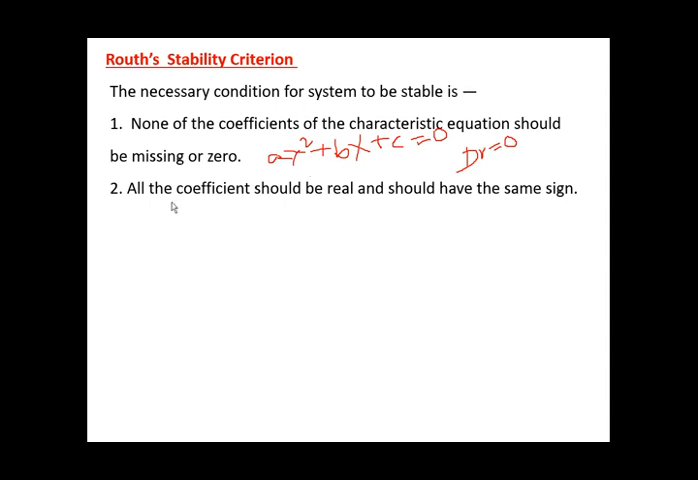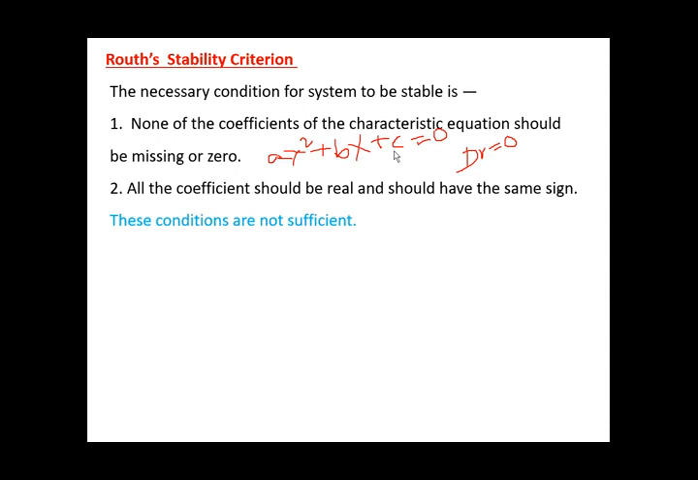So next is, all the coefficients should be real and should have the same sign. If they are positive, it means all the coefficients must be positive. Here in this case, a, b, c all are positive and real. So all the coefficients of the given characteristic equation must be positive or with the same sign. There should not be any sign changes.